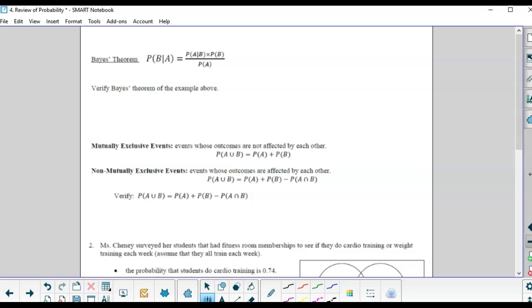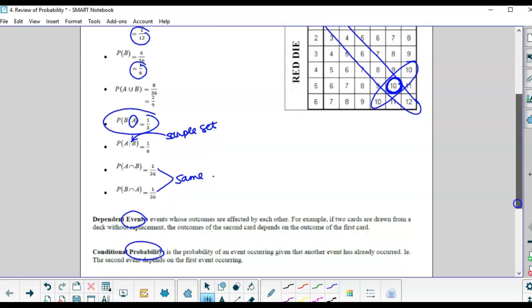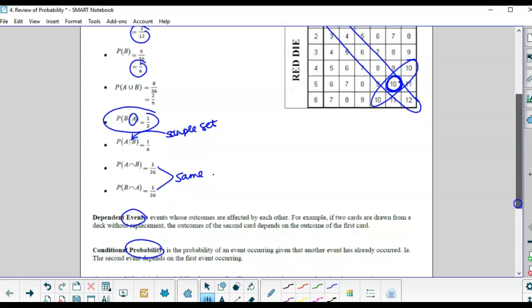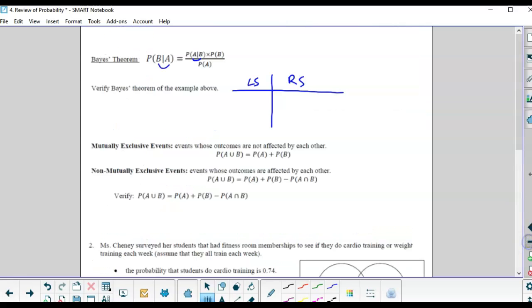Bayes' theorem is given there. Really, take a look. This is B given A, this is A given B. So it's a way of finding the sort of the opposite conditional probability. And so we'll verify this. So B given A, sorry, I can't remember all of these. B given A is 1/3, A given B is 1/6.